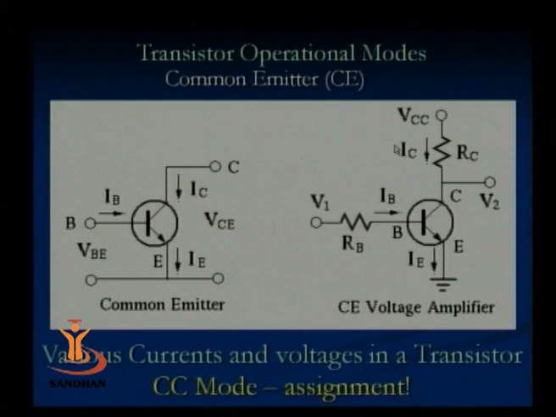Now the third mode. We have seen the common emitter mode, the common base mode, and with the third terminal of the transistor, the collector, the common collector mode. So how can the circuit be drawn in common collector mode? I am assigning it to you as homework. Go through the books, find out how the common collector transistor circuit is drawn and how it looks. A little bit of assignment for you.